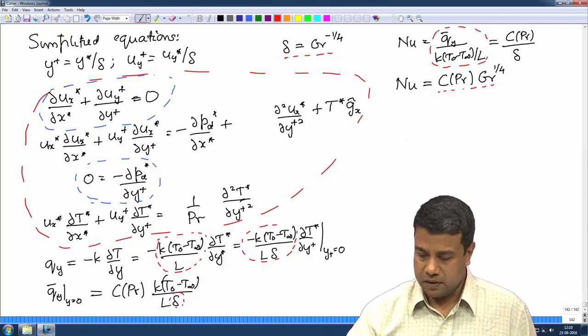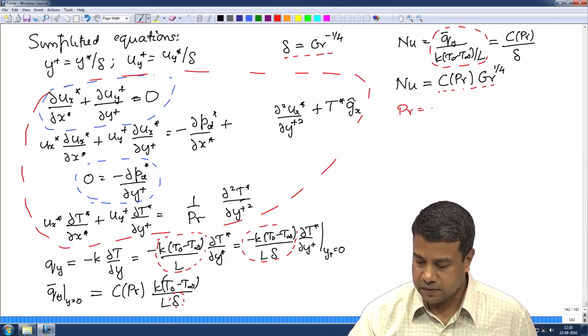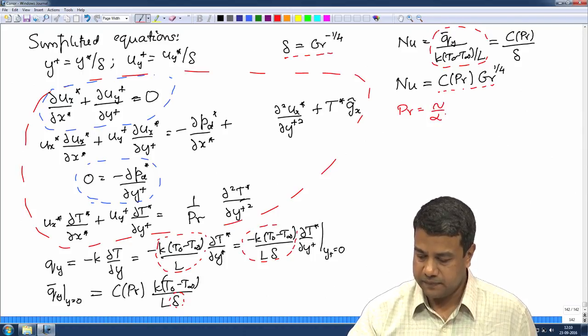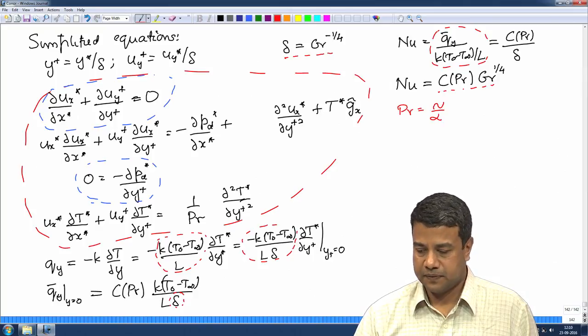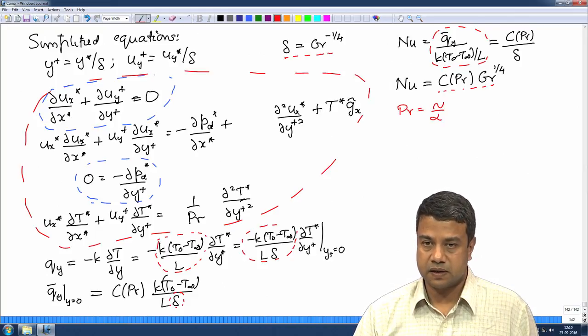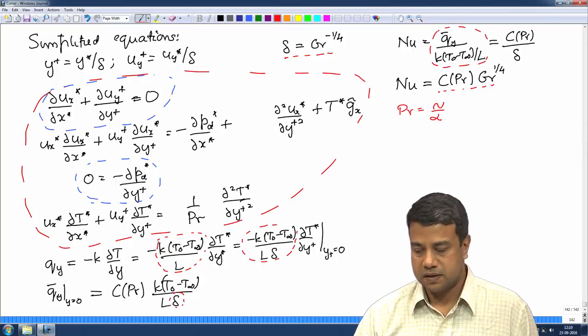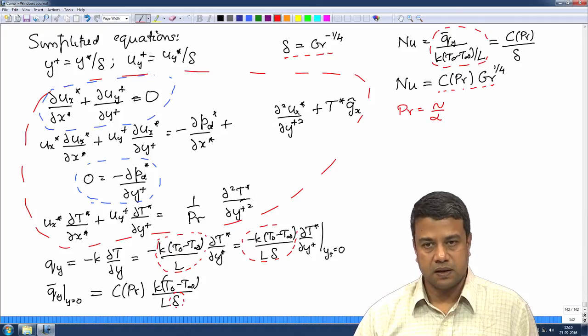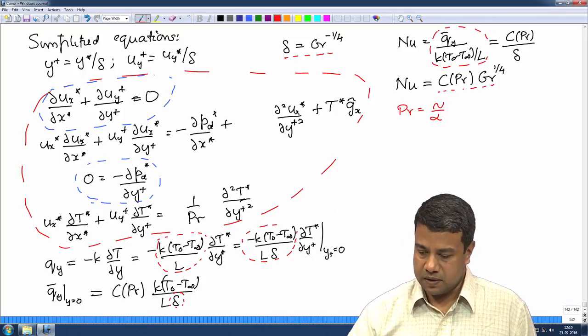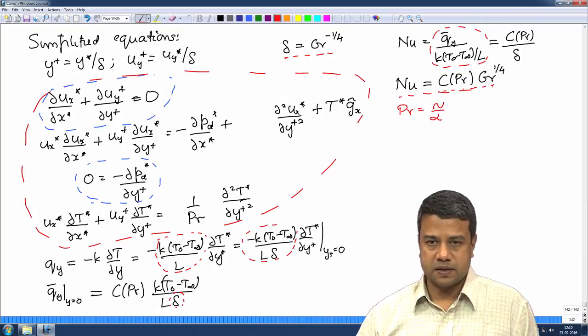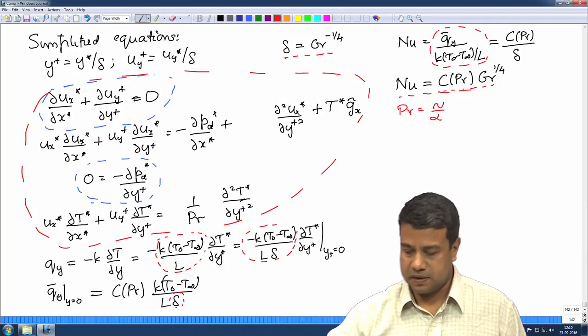Recall that the Prandtl number is equal to nu by alpha, the ratio of momentum diffusion and thermal diffusion. Low Prandtl number will, for example, correspond to liquid metals where the thermal diffusion is extremely fast. So, the thermal diffusion coefficient is extremely large. High Prandtl number limit will correspond to cases where thermal diffusion is slow, organic liquids for example. So, we can look at what is the form of this equation in the limits where the Prandtl number is high and the Prandtl number is low.